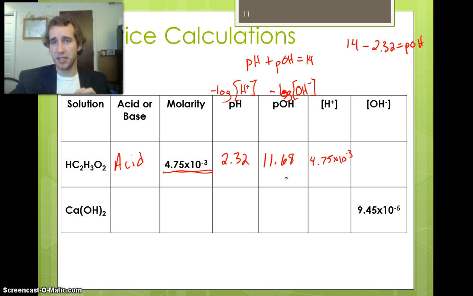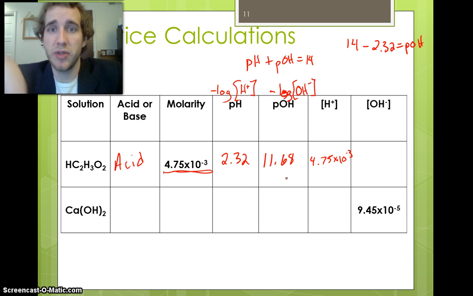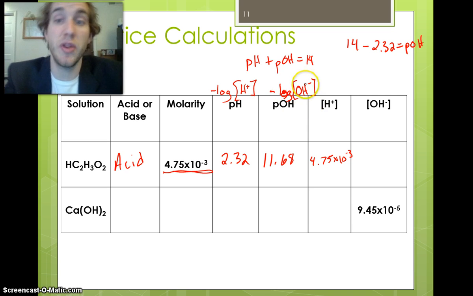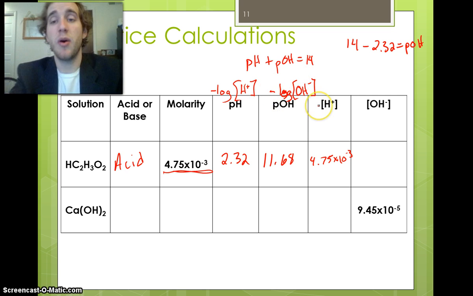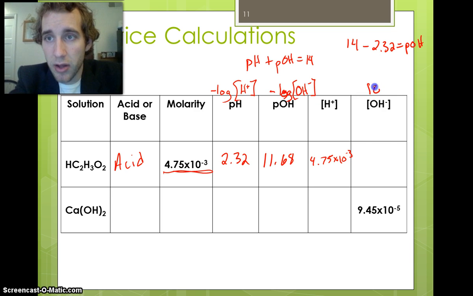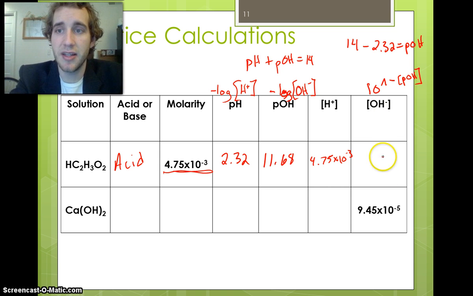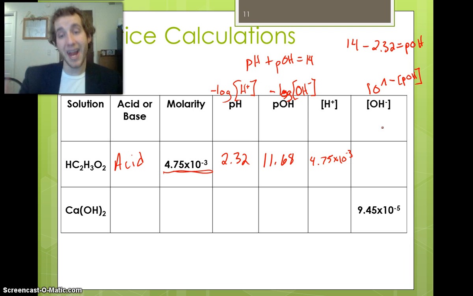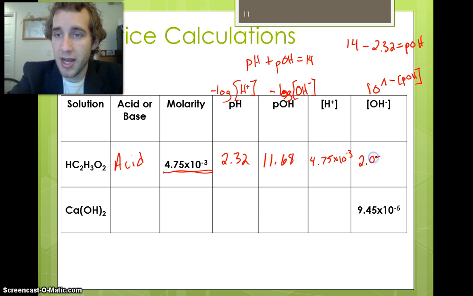We're going to do the opposite of the pH calculation. Here we did negative log of the H plus ions. If we knew the hydroxide ions, we take the negative log of those. Well, we've got to do the opposite of that. The opposite of that is the anti-log, which is 10 raised to the power of the negative pOH. And that is going to solve for us this hydroxide concentration. So 10 to the power negative 11.68 is going to get us 2.089 times 10 to the negative 12.